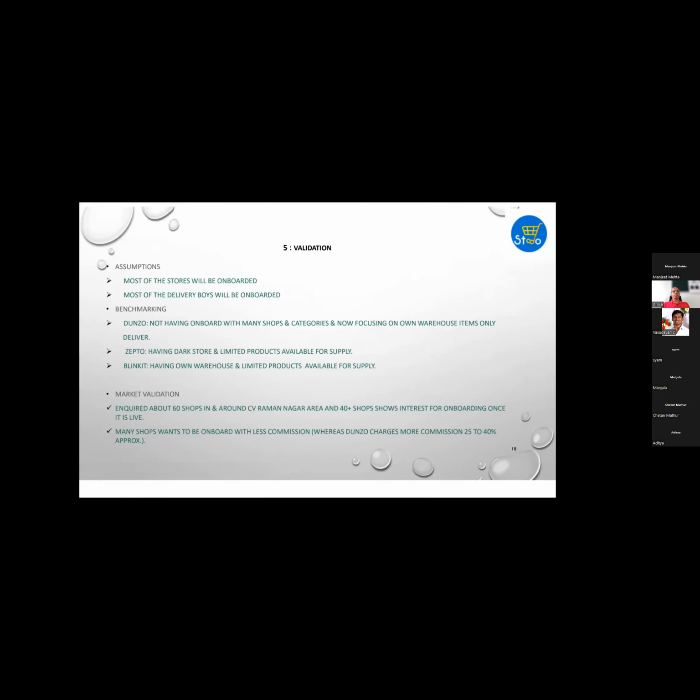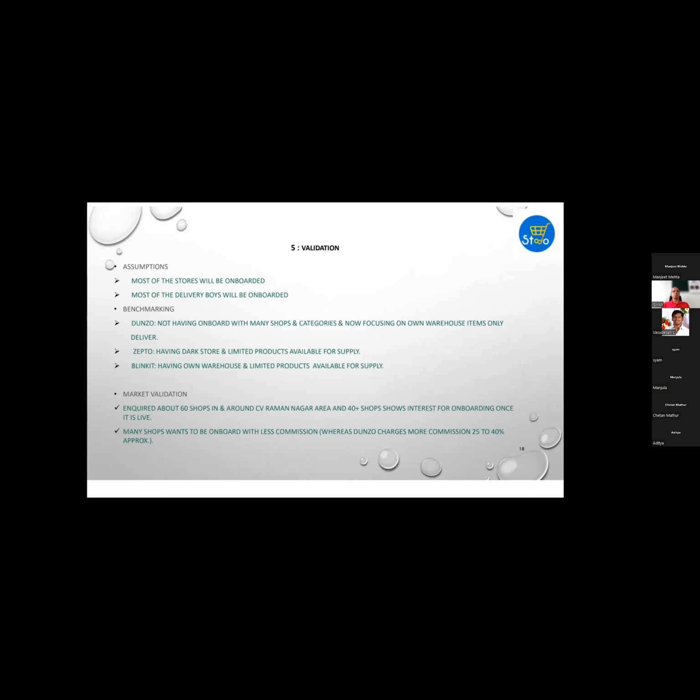The validation part. The assumptions we have taken are that most of the stores will be onboarded and most of the delivery boys will be onboarding. The benchmarking we have taken is Dunzo. Again, the same thing: not onboarding many shops and categories, and focusing on one warehouse. Zepto has one dark store, and Blinkit has one warehouse. For market validation, we inquired about 60 shops in and around CV Raman Nagar in Bangalore, and 40 plus shops are showing interest.